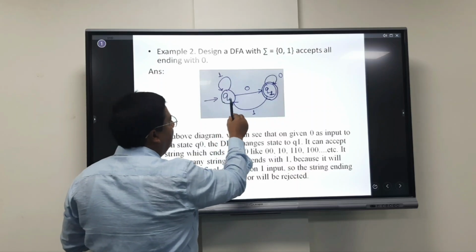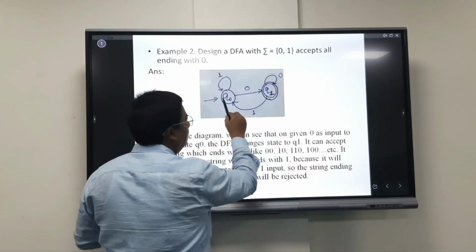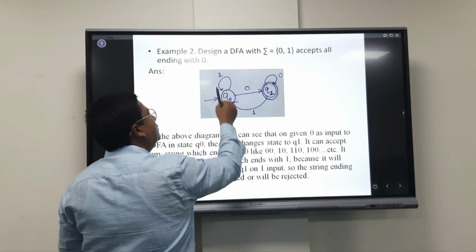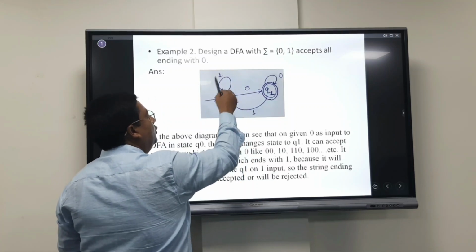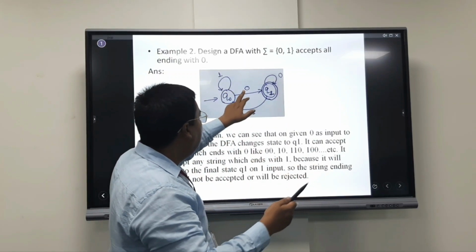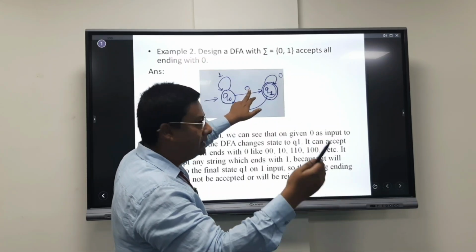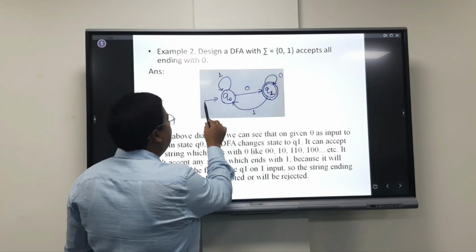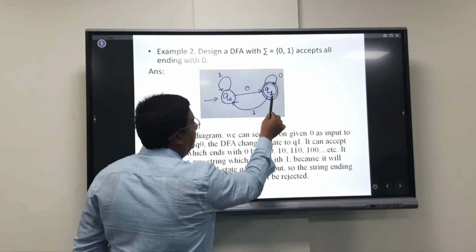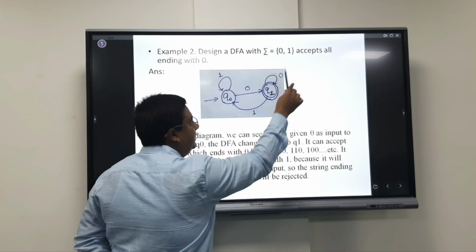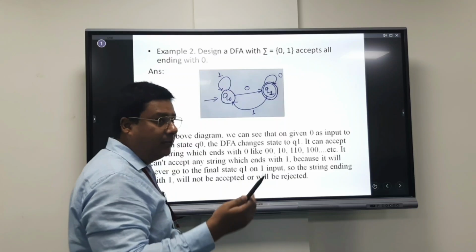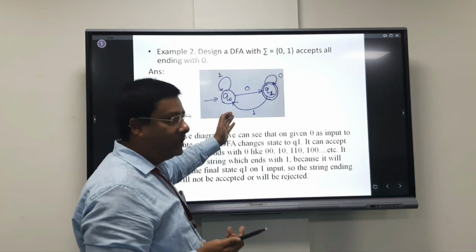So whenever we get 0, we go to the final state. Whenever we get 1 before 0, it loops on the same Q0. Suppose we get a 1 after 0, so the string is 01, which cannot be accepted. It starts from Q0, gets 0 and reaches Q1. Then input 1 comes again, and after getting the 1 it goes back to Q0 and waits for the next input. But we don't have any more string, so the string is rejected.